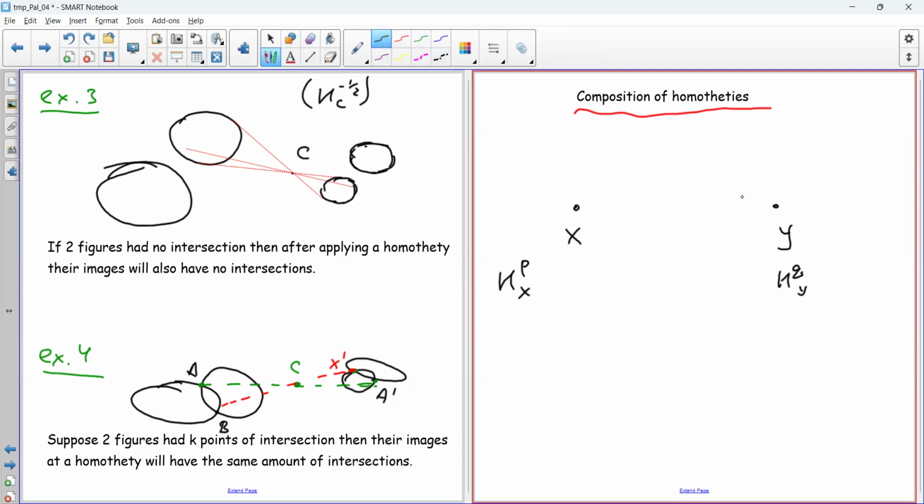Like, what may be this thing? What we know, so let H equal to homothety, say this first, and then this applied.